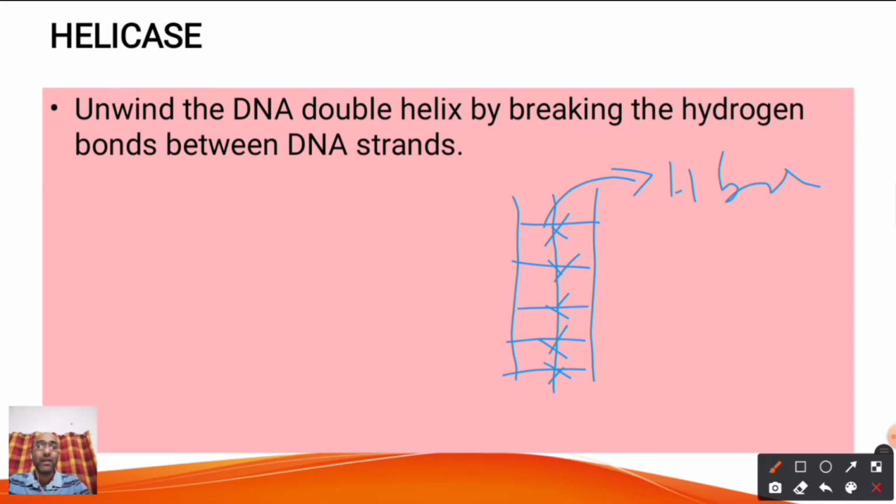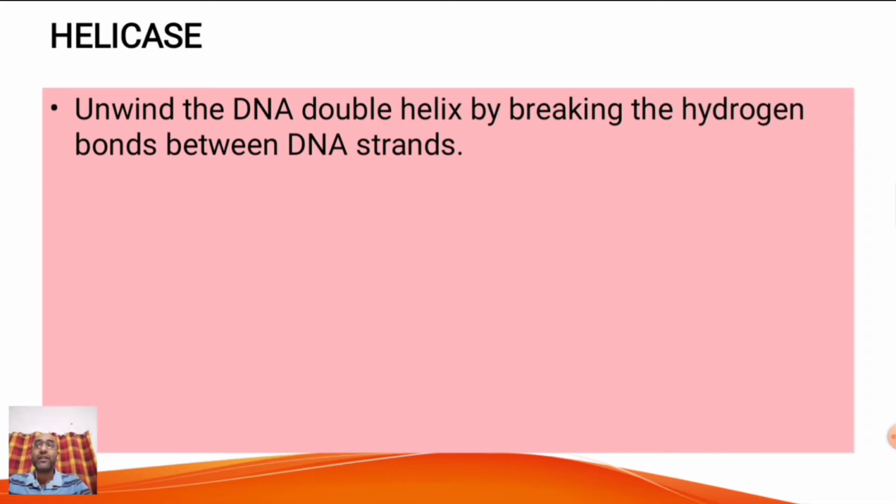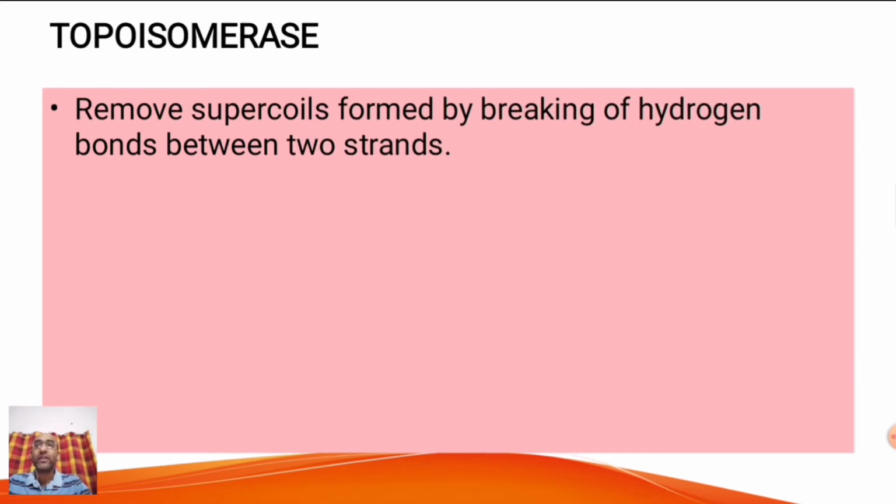Now let us come to the function of the topoisomerase enzyme. It removes the supercoils formed by the breaking of hydrogen bonds between the 2 strands. So what is the function of topoisomerase? Actually, topoisomerase removes the supercoils that have been formed by the breaking of hydrogen bonds between the 2 strands. Got it?